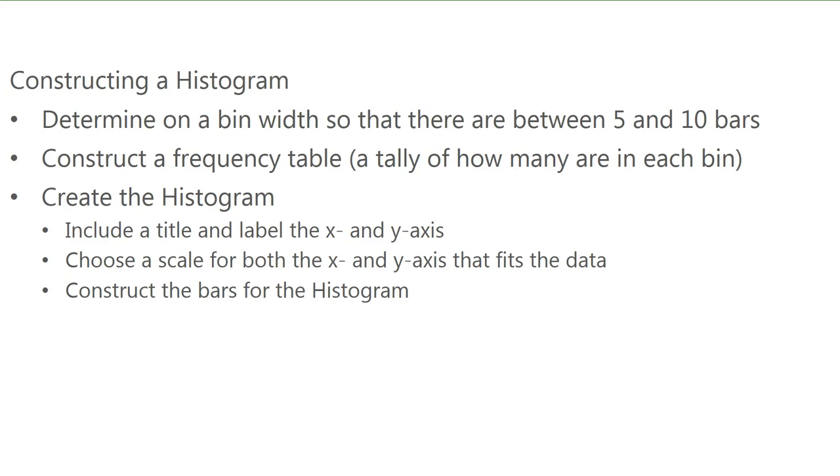Then you want to construct a frequency table, which is a tally of how many are in each bin. Then you're ready to create your histogram. You include a title, label the X and Y axes, and you choose a scale for the X and Y axes, and then you construct the bars.